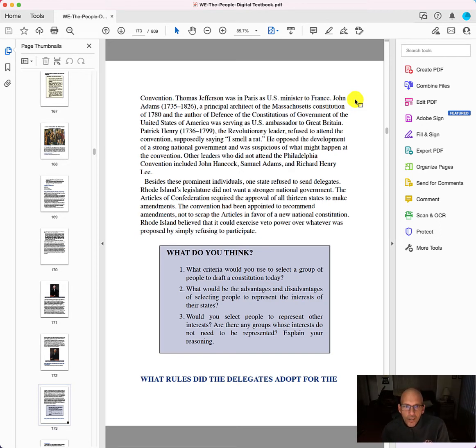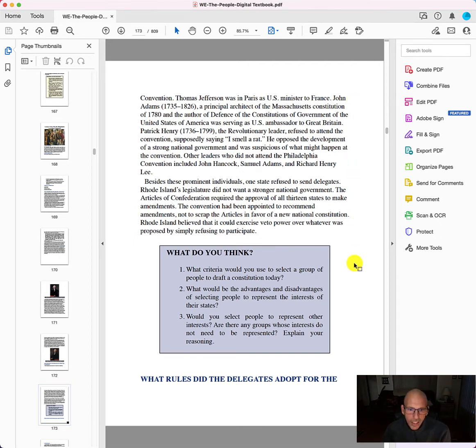Besides these prominent individuals, one state refused to send delegates. Rhode Island's legislature did not want a stronger national government. The Articles of Confederation required the approval of all 13 states to make amendments. The convention had been appointed to recommend amendments, not to scrap the Articles in favor of a new national constitution. Rhode Island believed that it could exercise veto power over what was proposed by simply refusing to participate. By withholding their vote, they thought they could bring the whole thing down.